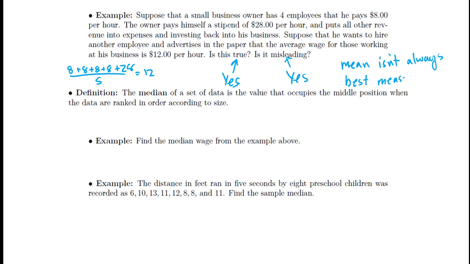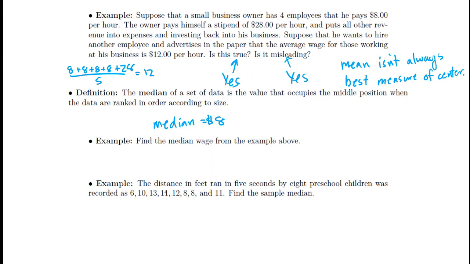The best measure of center. In this case, because of what we would consider an outlier here of 28, the median is actually better. Why? Because the median of this data set is equal to $8. And that's going to give a prospective employee a much better idea of how much they can expect to make at this business as opposed to the mean.